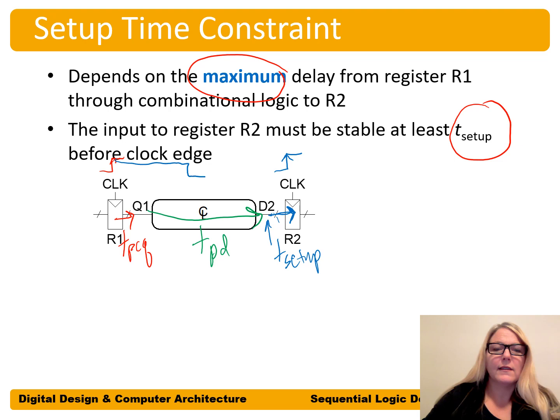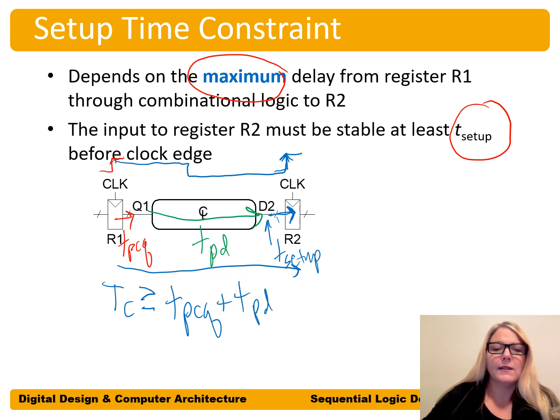And so we can add this up and say the cycle time has to be greater than or equal to that minimum time for the signal to travel from R1 to R2: TPCQ plus TPD plus T setup. And can it be longer? Sure. The signal can just be sitting here waiting inside that internal node and stable, for a longer time, but not a shorter time.